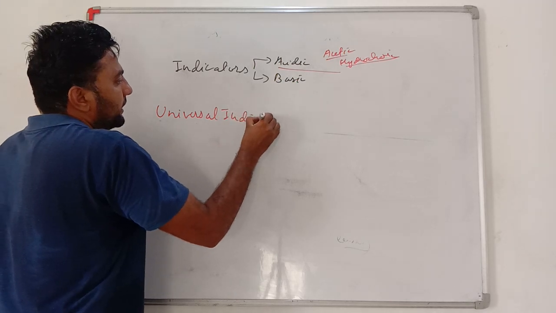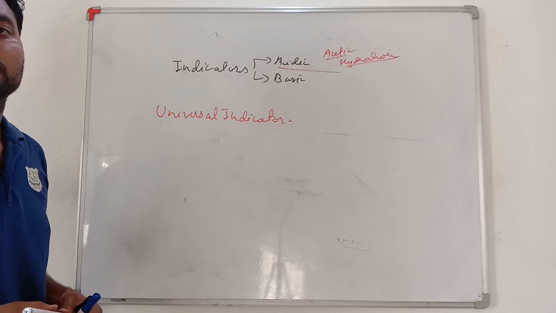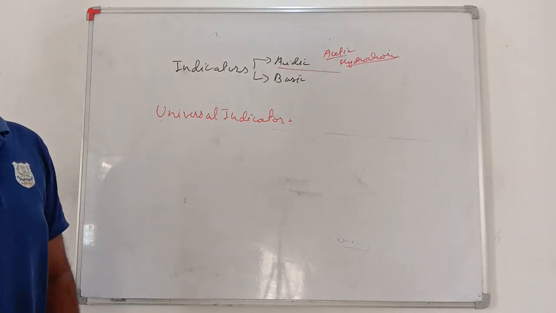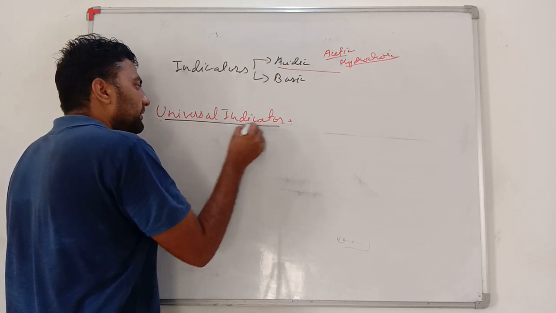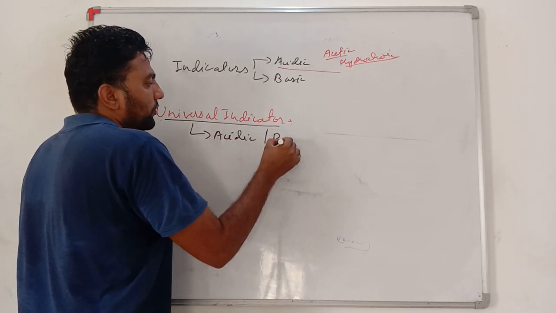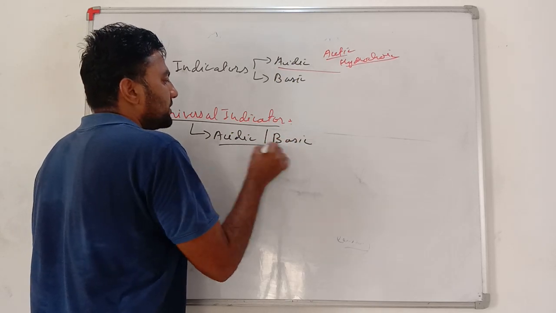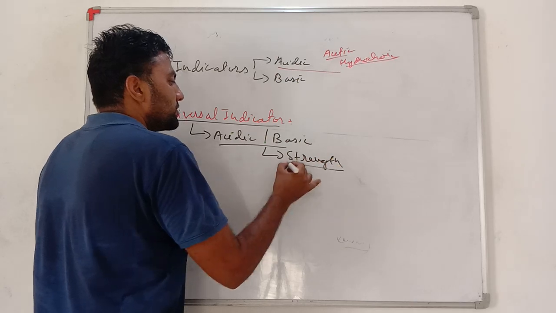universal indicator. As you all know, what are indicators? They tell us about whether anything is acidic or basic. But my dear student, this universal indicator, along with anything is acidic or basic, also tells about the strength of the acid and base. So very important.